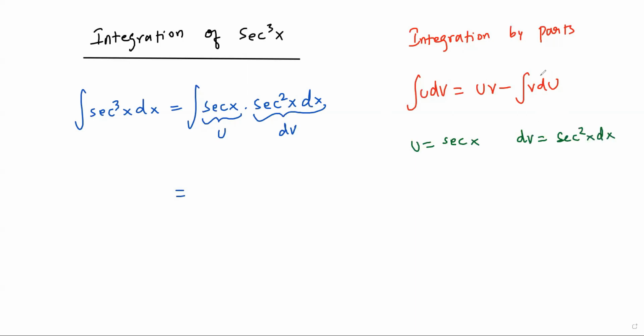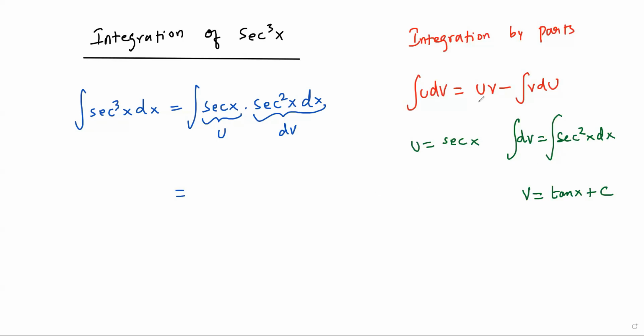Okay, to use the formula of integration by parts, I must know what is u. Already I know what is u, that is secant x. I must know what is v, but I do not know v. I know dv. From dv, if I want to get v, I have to integrate both sides. If I integrate dv, I'll be getting v, and the integration of secant square x is tan x, because the derivative of tan x is secant square x. Because derivative and integration are reverse processes, if I integrate secant square x, I'll be getting tan x.